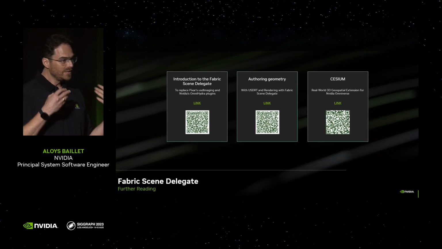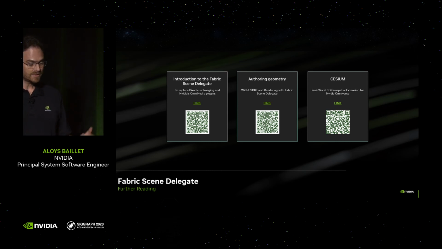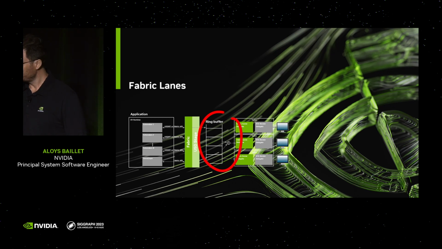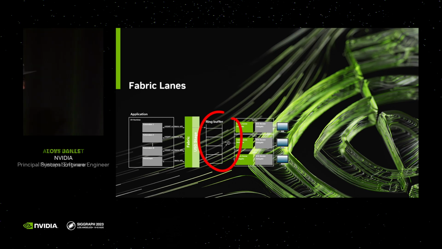Finally, if you want to read more, this is already available in Omniverse today. You have documentation, examples, and a link to the Cesium code. The Cesium source code is actually a great example of how you can use Fabric APIs. And I will now let Toby discuss fabric lanes, which can help us go even faster. Thank you.